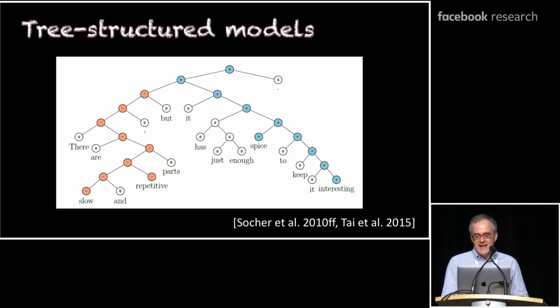As in this sentiment analysis example, the sentence starts off negative, there are slow and repetitive parts, but then it turns positive, but it has just enough spice to keep it interesting. And the tree-structured model can understand this structure and understand that the whole sentiment for the sentence turns positive.